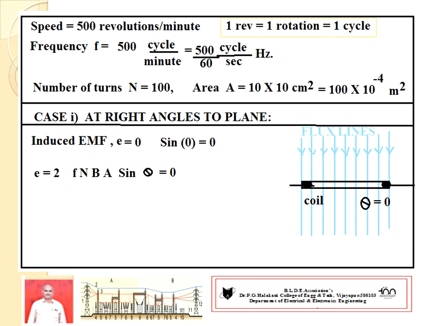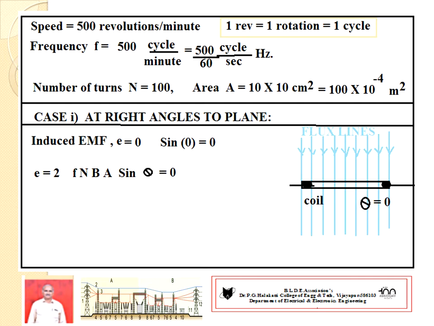Now, speed is given. Speed is generally expressed in revolutions per minute, 500 revolutions per minute. In 1 minute, 500 revolutions are completed. Here we have to observe that one revolution is equal to one rotation, and one rotation is also equal to one cycle. Hence, it is possible to replace revolution by cycle.